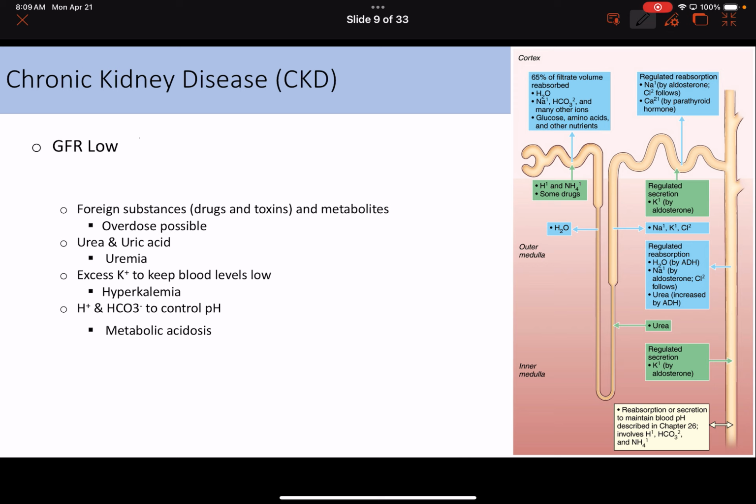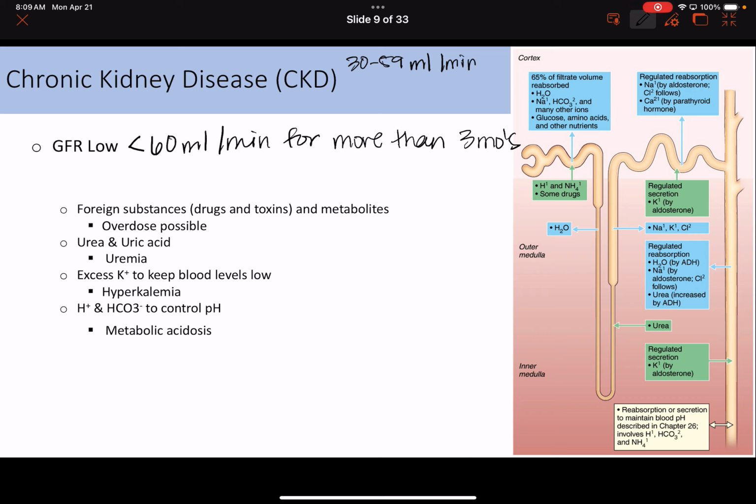GFR is low, meaning less than 60 milliliters per minute for more than 3 months. If you are between 30 to 59 milliliters per minute, we would consider that moderate CKD. And less than 15 milliliters per minute is considered renal failure.